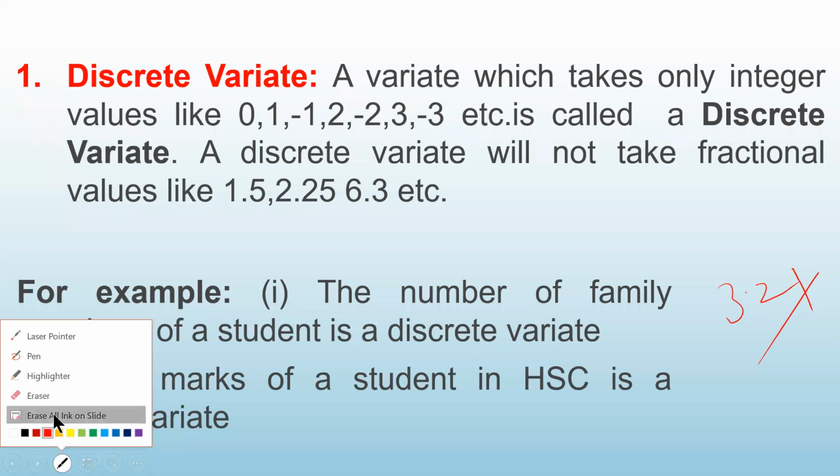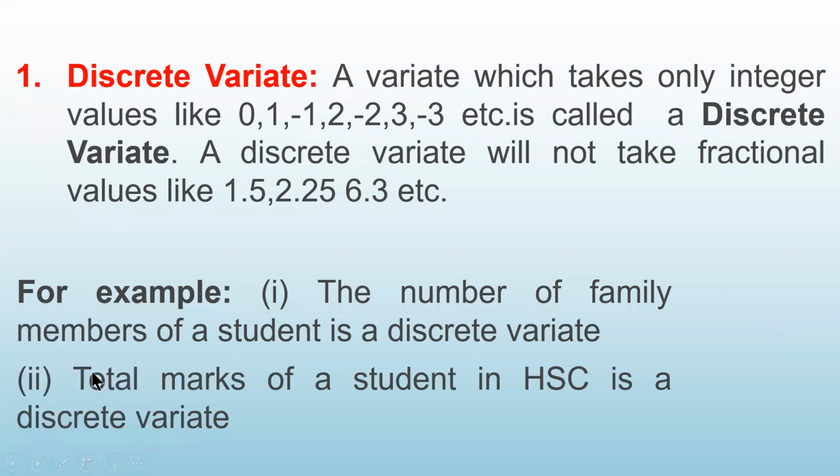Correct? Then the next example, total marks of a student in HSC. It is also a discrete value. If you have an HSC mark sheet with you, you can see total marks out of 600. It is either 400 or 450 or 500. It's a whole number. It is not in decimal, correct? So it is again an example of a discrete value.